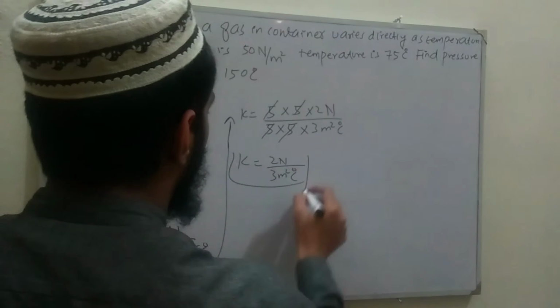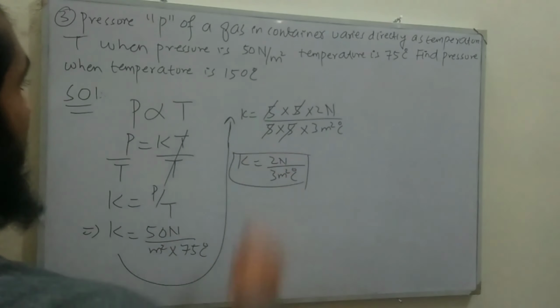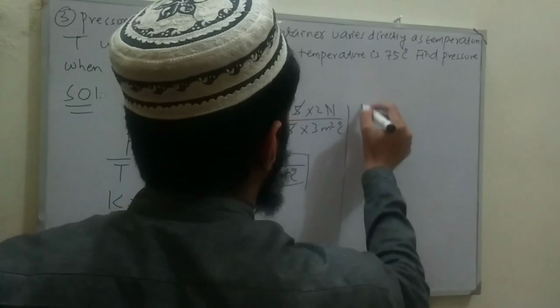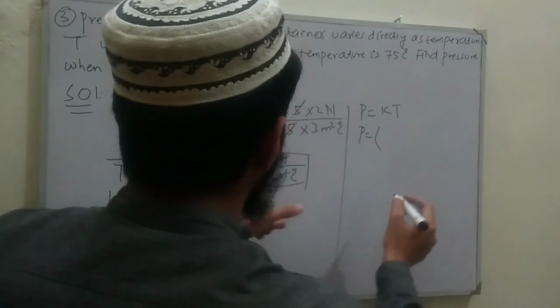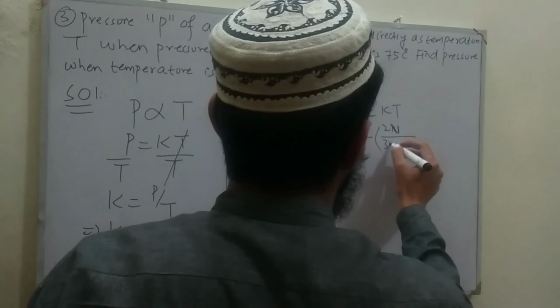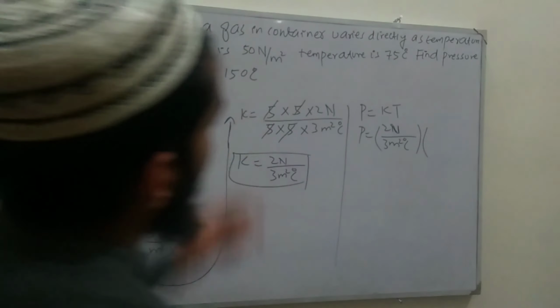This is the constant. But we are interested in the pressure when the temperature is 150 degrees centigrade, using the same relation P is equal to KT. So the value of P will be equal to K, which is 2 Newton divided by 3 meter square degree centigrade, multiplying the temperature, which in this case is 150 degrees centigrade.